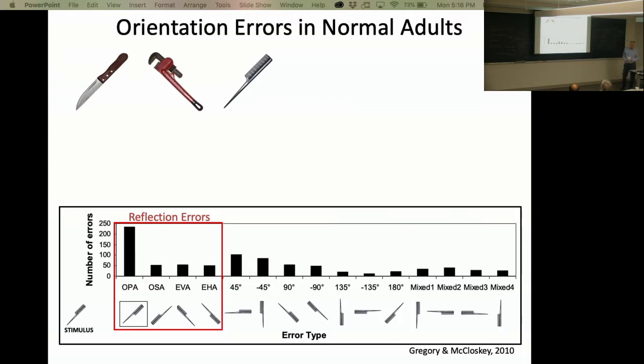And I think you can see that by far the most common type of error was this object principal axis reflection. And once you get an object like this, it's remembered as being at this orientation instead, illustrated there for the column.